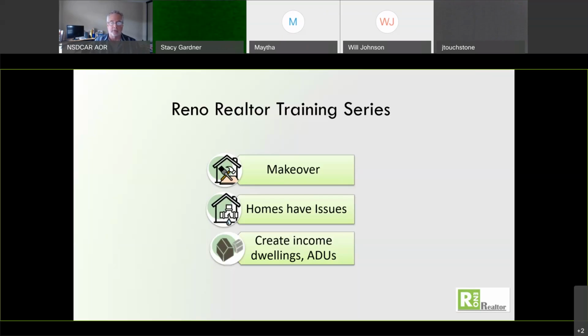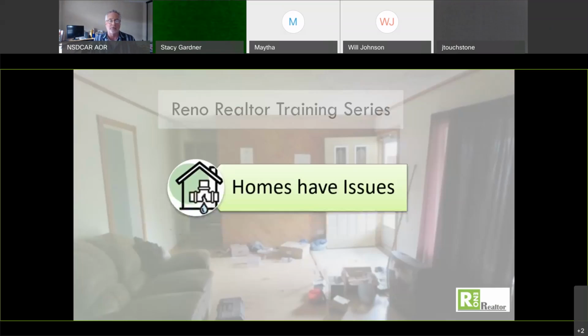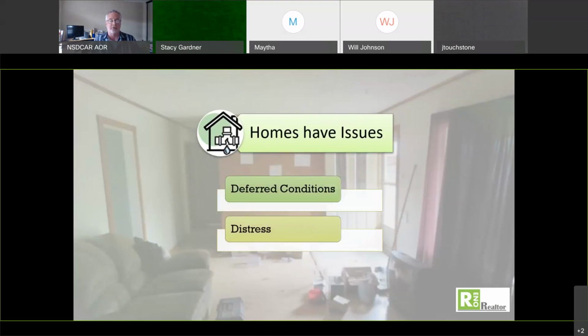The makeover was targeted for light, finish types of improvements. So you have a house that just looks tired, really needs new flooring, paint, windows, the things that real estate investors do when they approach a property. What we're going to talk about today in the series is homes that have issues, meaning homes that have some real condition issues associated with them. It may be obvious as you're evaluating the property that you need a new roof or the electrical system is out of date.